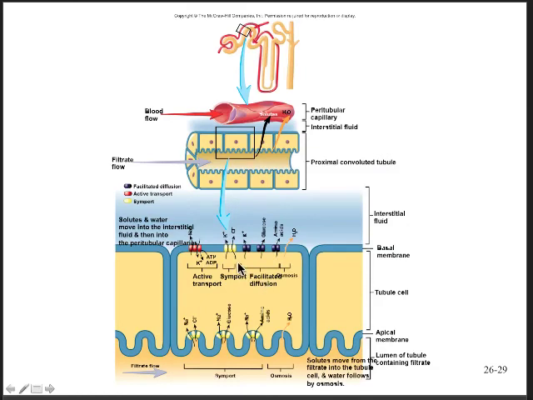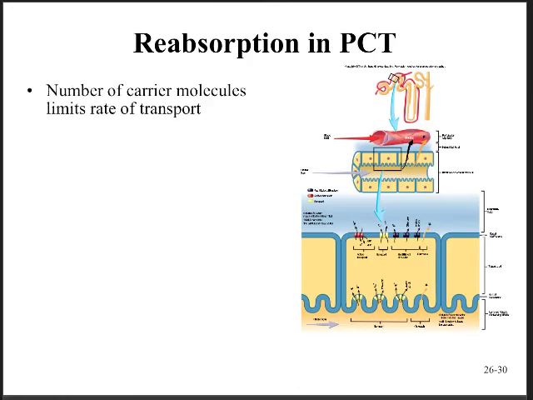Here you can see the symport operating. Okay, you can see again the movement of potassium along with other relevant solutes, chloride here in this case, back into the interstitial fluid, eventually to be recovered, of course, by the bloodstream. The number of carrier molecules is going to limit the rate at which we can move this stuff from the fluid in the PCT back into the blood.